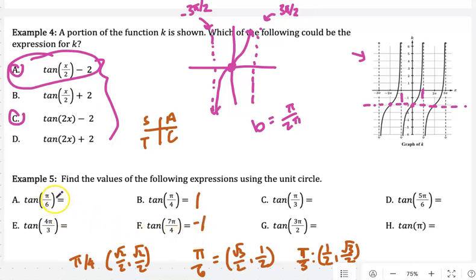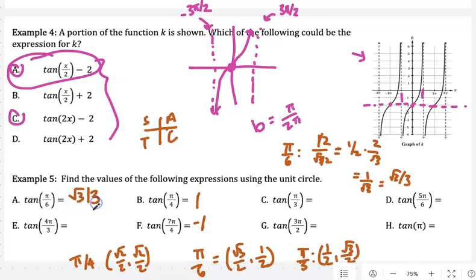So pi over 6 will be 1/2 over the square root of 3 over 2. And when I work that out, I end up getting 1/2 times 2 over rad 3, which is 1 over rad 3, which is rad 3 over 3. But in this class, you don't have to rationalize. So I start with rad 3 over 3 as tangent pi over 6. And I have one other pi over 6 family. 5 pi over 6 is in the second quadrant, so tangent will be negative.